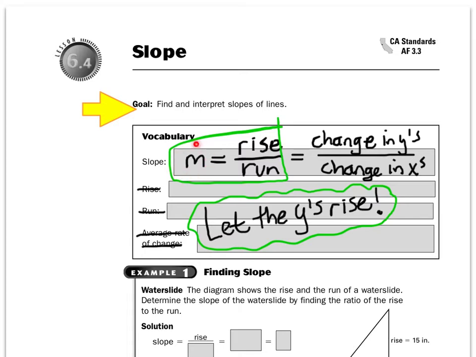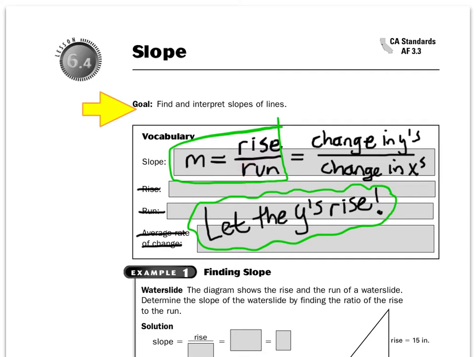In algebra, they always use an M, the letter M for slope. And I think it's because if you use a mountain to help you understand slope, that might help. But they always use the letter M. And slope is defined as a fraction. It's how much the line rises over how far it goes forward, or runs.